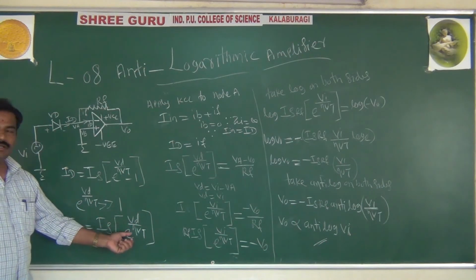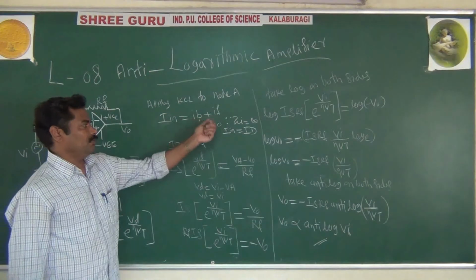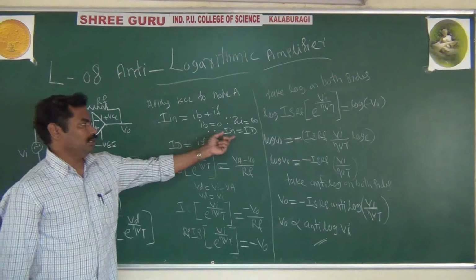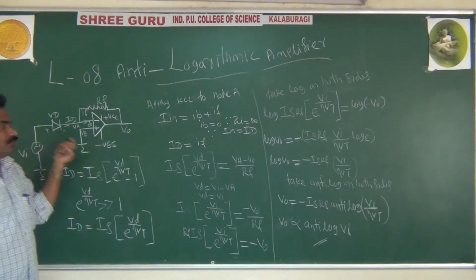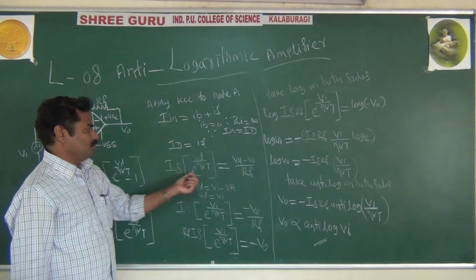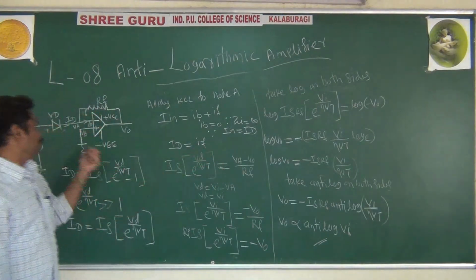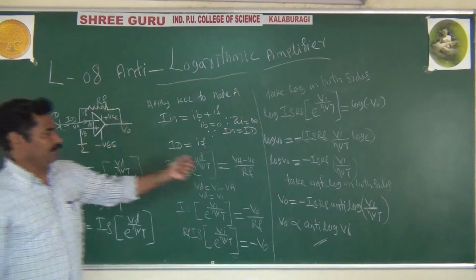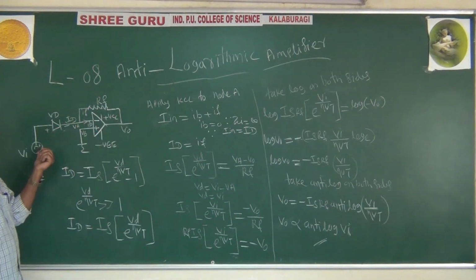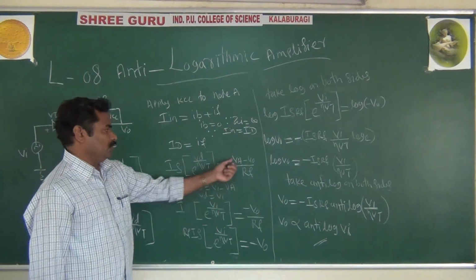e raised to Vd by eta into Vd. Apply the KCL: In is equal to Ib plus If. Ib is 0 because the input impedance is infinity, and In is nothing but Id because we are connecting the diode on the input side. Id is equal to If, and ID is nothing but Is e raised to Vd by eta into Vd, and we can write If as VA minus V naught by RF, and here VA is 0. How can we write VD? The voltage at the diode is VI minus VA. Here also VA is 0, so VD is equal to VI.